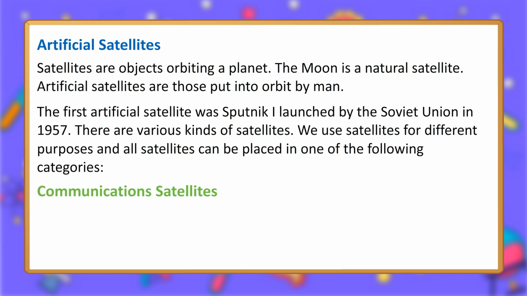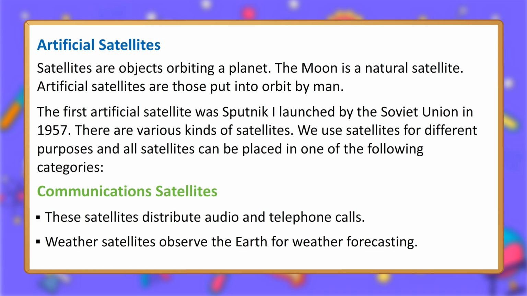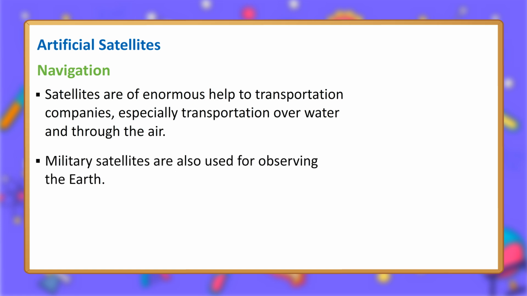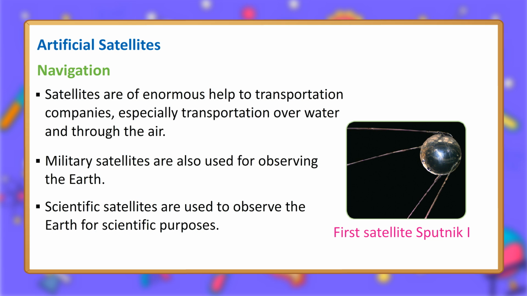Communication satellites. These satellites distribute audio and telephone calls. Weather satellites observe the Earth for weather forecasting. Navigation. Satellites are of enormous help to transportation companies, especially transportation over water and through the air. Military satellites are also used for observing the Earth. Scientific satellites are used to observe the Earth for scientific purposes. First satellite Sputnik I.